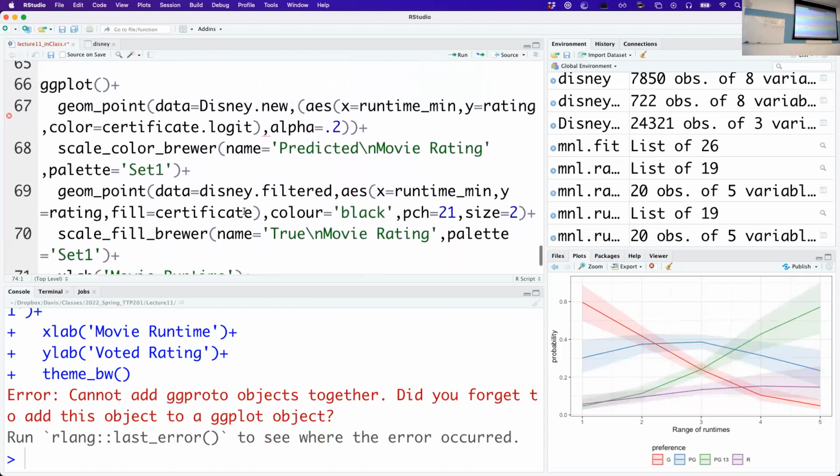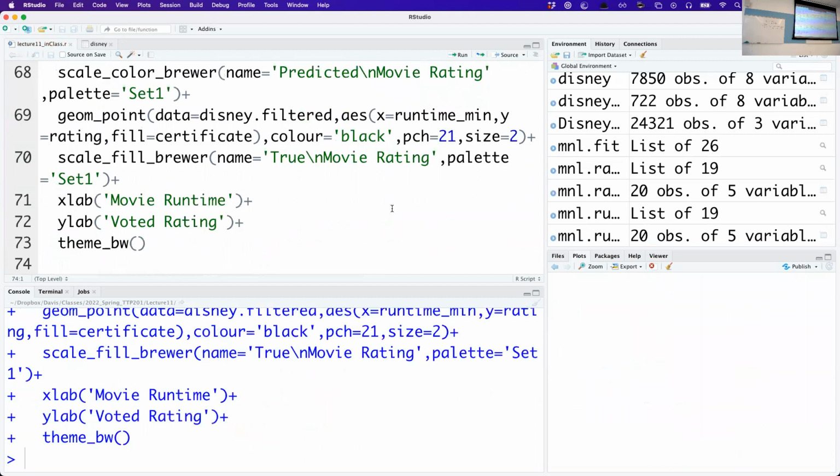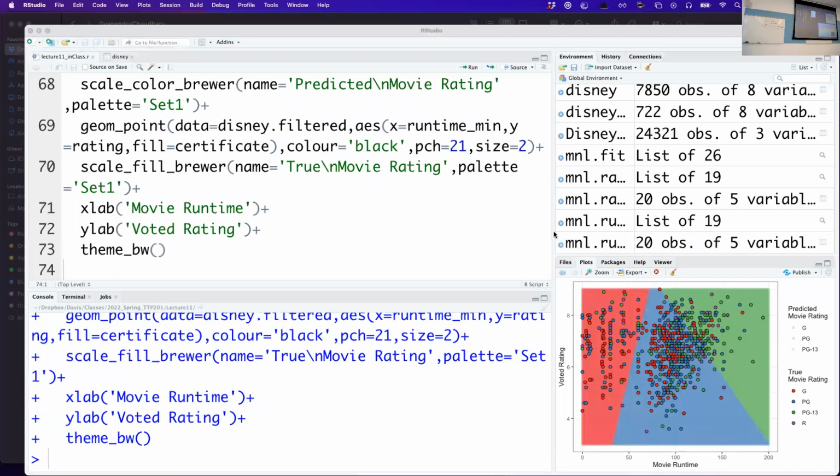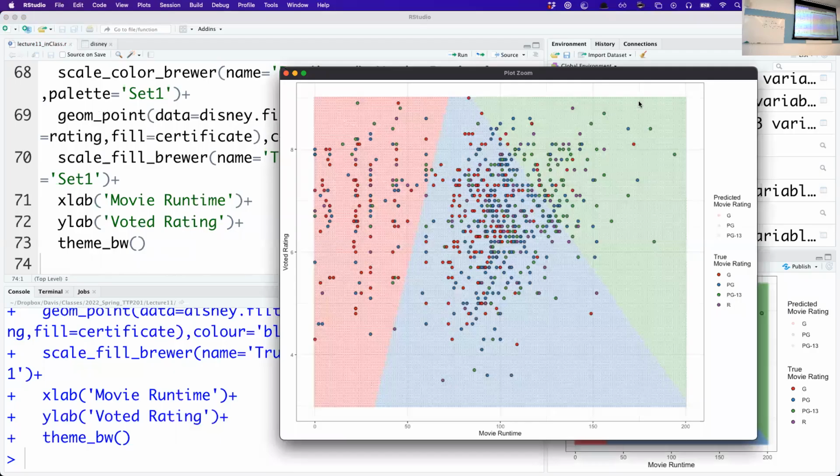More errors. Sorry, what was that? No, it's not. Thank you. Great. Okay.